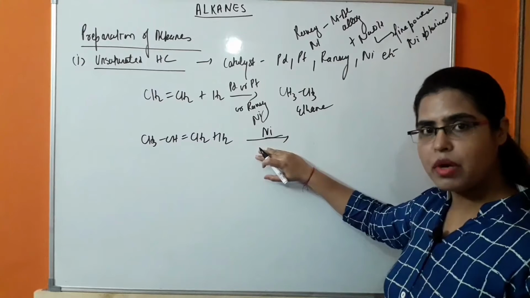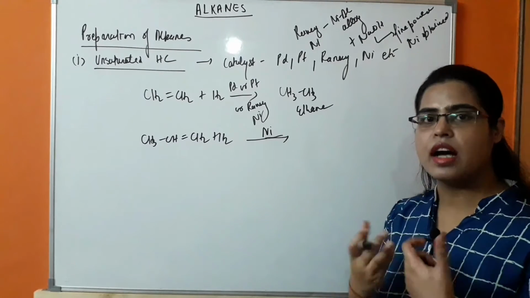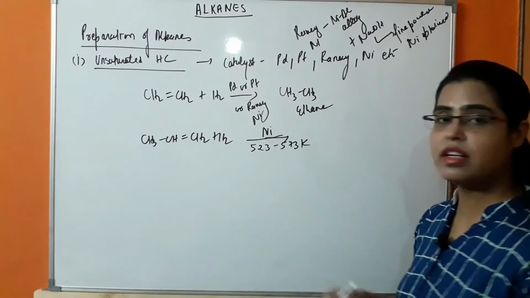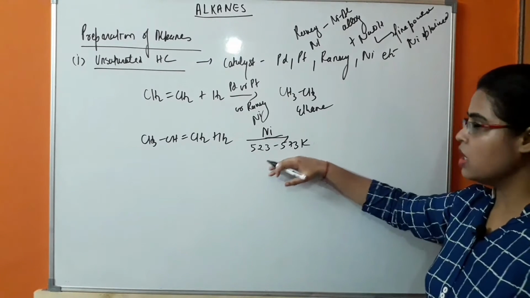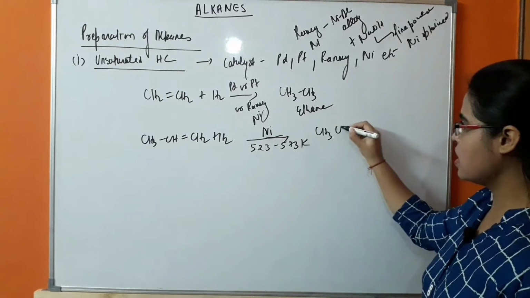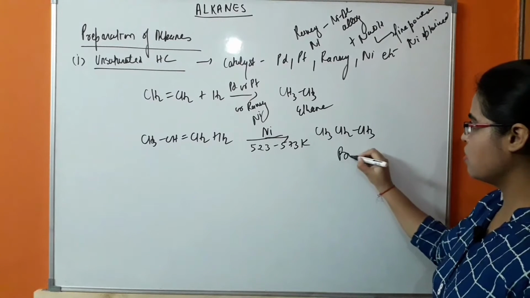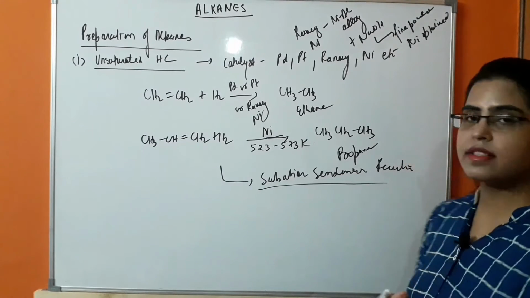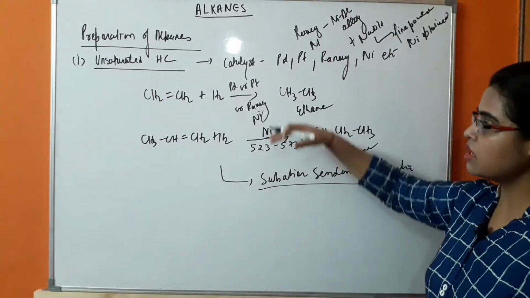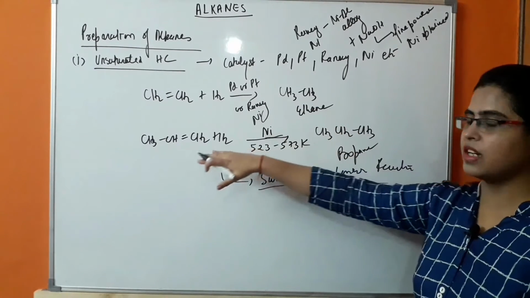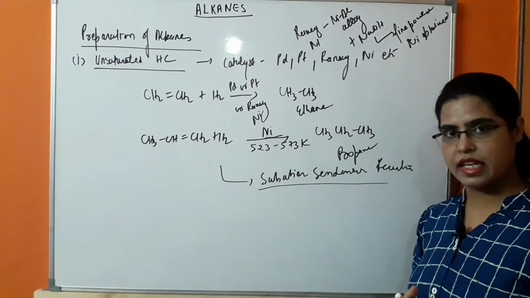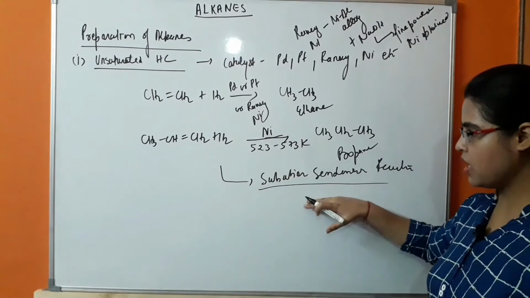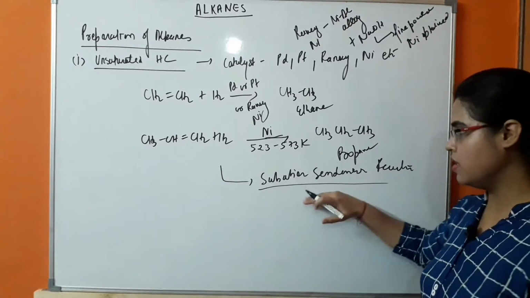Whereas when we take normal nickel, the reaction will occur at high temperature, which is around 523 to 573 Kelvin. This is high temperature. So the formation of CH3 CH2 CH3, that is propane, takes place. This reaction is known as the Sabatier-Sanders reaction when normal nickel is used as a catalyst for the reduction of alkenes. This reaction occurs at high temperature. So this is a named reaction, named the Sabatier-Sanders reaction.